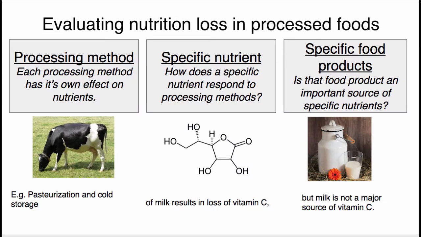If we want to look at the nutrition loss in processed foods, there are 3 different things that we should consider. The first is the processing methods, because each processing method has its own effect on nutrients. We should also look at specific nutrients. So how does that nutrient we're looking at, being carbohydrates, vitamins, minerals, respond to that processing technique? And lastly, we want to look at the particular food product. Because we can ask ourselves the question, is that food product even a good source of those nutrients that may be lost under that certain processing technique?